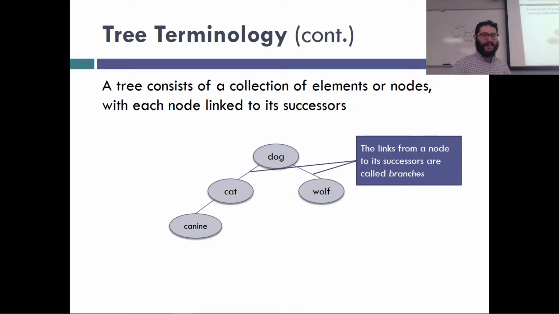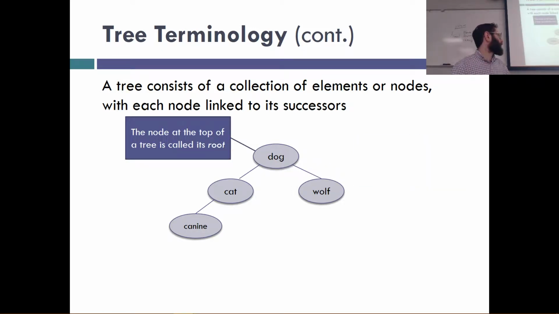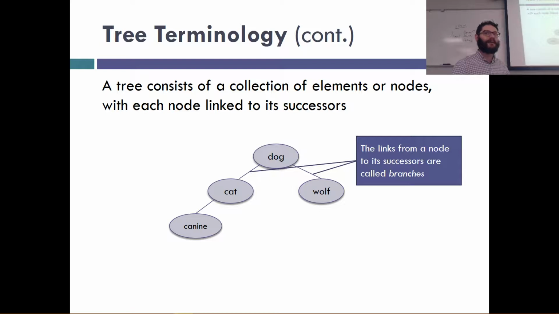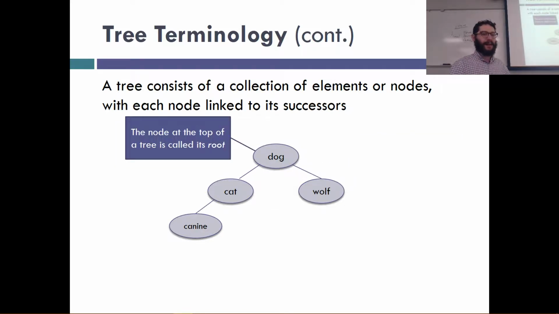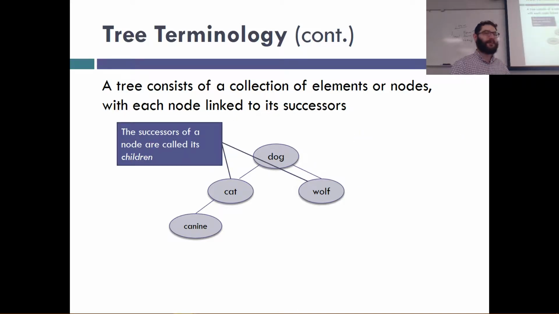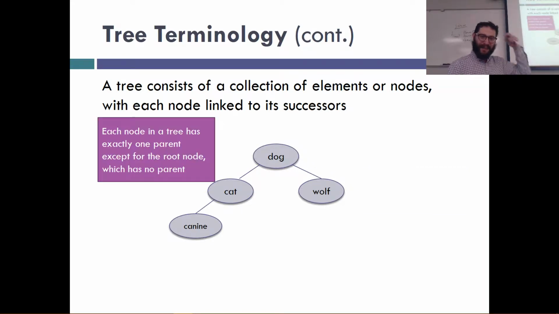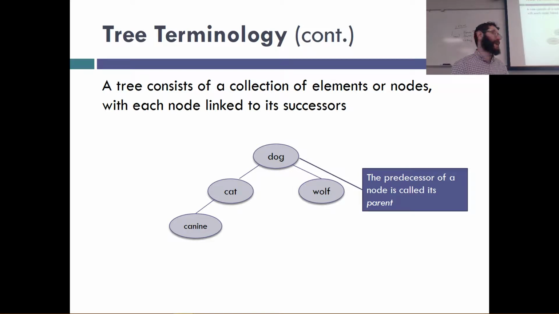Okay? The links from each node to its successors, the guys beneath it, are called branches. So the guys beneath you are called your successors. And you're linked to them by what you can call links or branches. We're pretty agnostic about the terminology here, but it's a tree, so might as well use the term branches, right? You can call them successors, but honestly, that has way too many syllables. I prefer to call them children, right? So if you're on top, you've got successors, you can call them your children. And if they're your children, you're their parent. So the predecessor is called the parent.